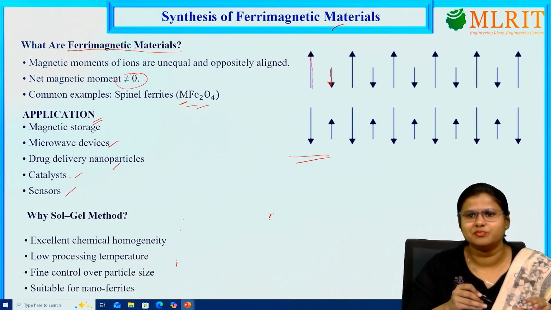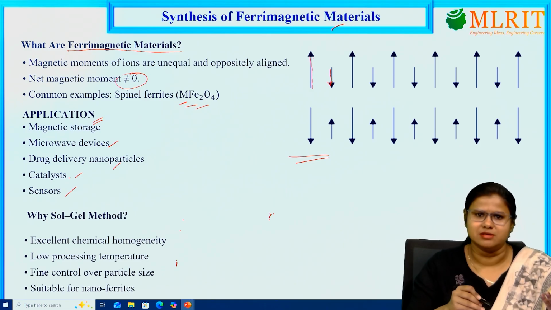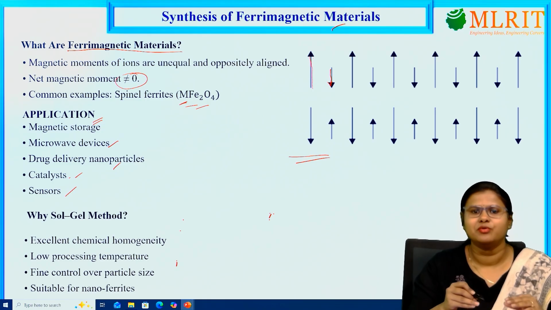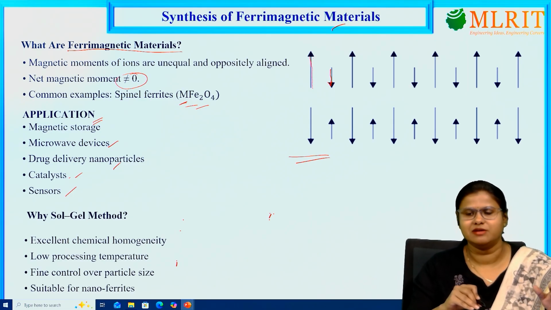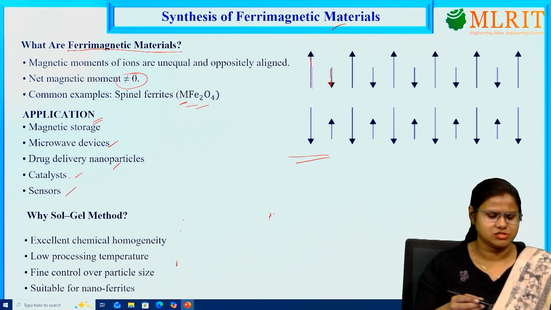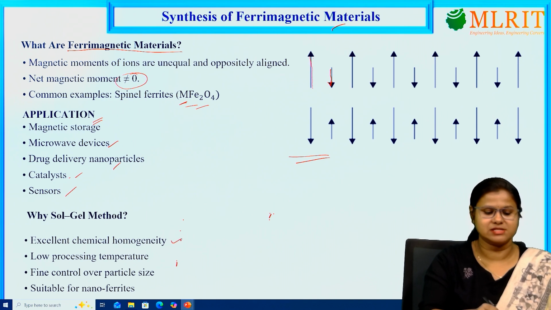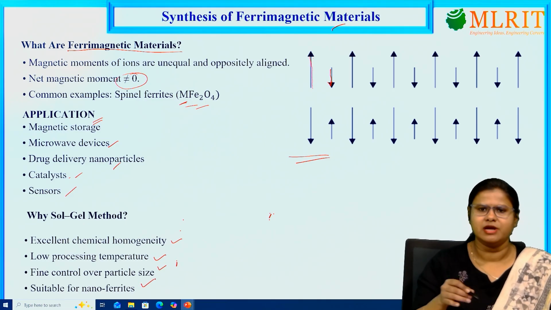That's why the synthesis of this ferrimagnetic material is very important, and here we should also think about purity. As I discussed in an earlier slide, whenever we synthesize a nanomaterial using the Sol-Gel method, we get structural homogeneity, and in addition we get a pure material. That's why this process is very important in the fabrication of ferrimagnetic materials. Why are we using the Sol-Gel method? It has excellent chemical homogeneity, low processing temperature, fine control over particle size, and is suitable for nanoferrites.